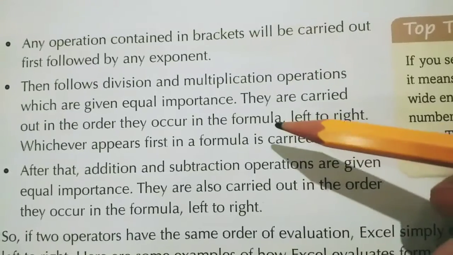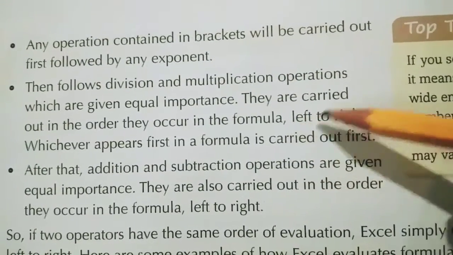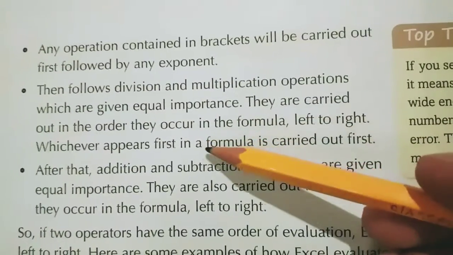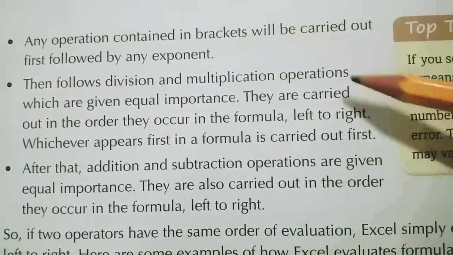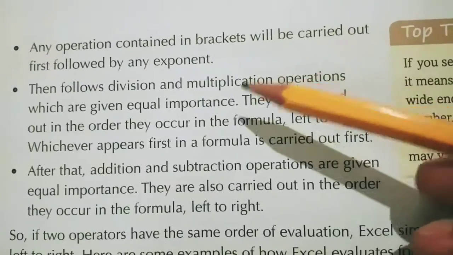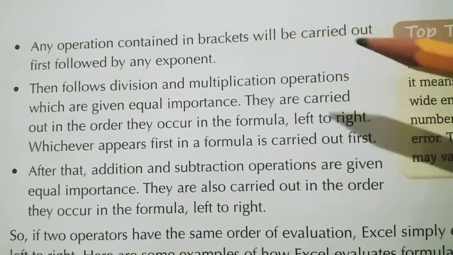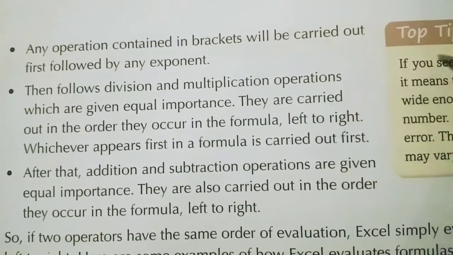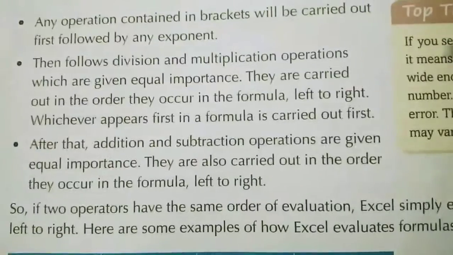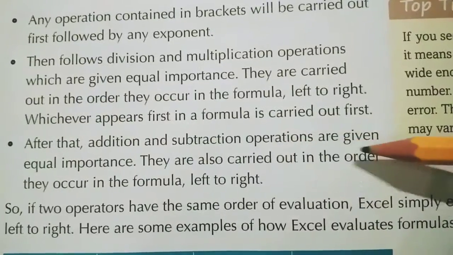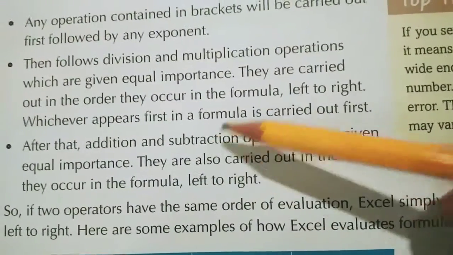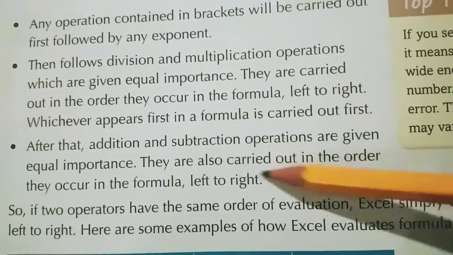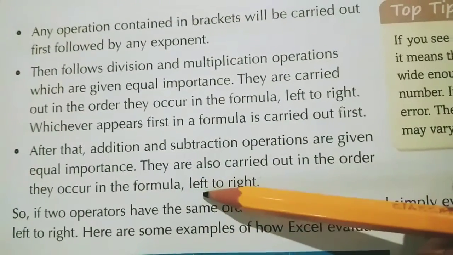That means if division is coming in the left, then you have to perform division. If multiplication is coming left, then you have to perform multiplication first. In this way, whichever appears first in the formula is carried out first. So here it is clearly written. Division and multiplication are given same importance, so whichever will come first, left to right, that will be performed first. After that, addition and subtraction operations are given equal importance. Here also, addition and subtraction are given the equal importance, and the same rule is applied here also. They are also carried out in the order they occur in formula, left to right.